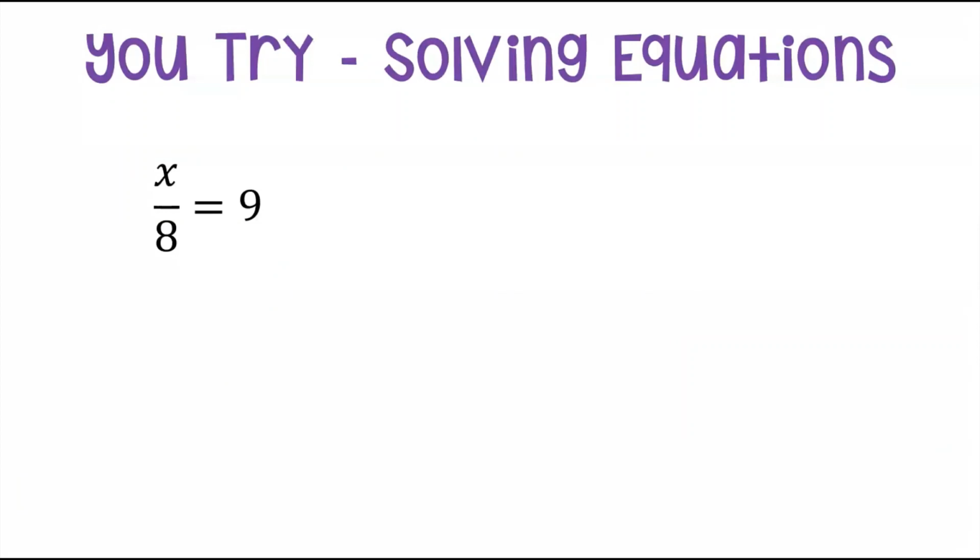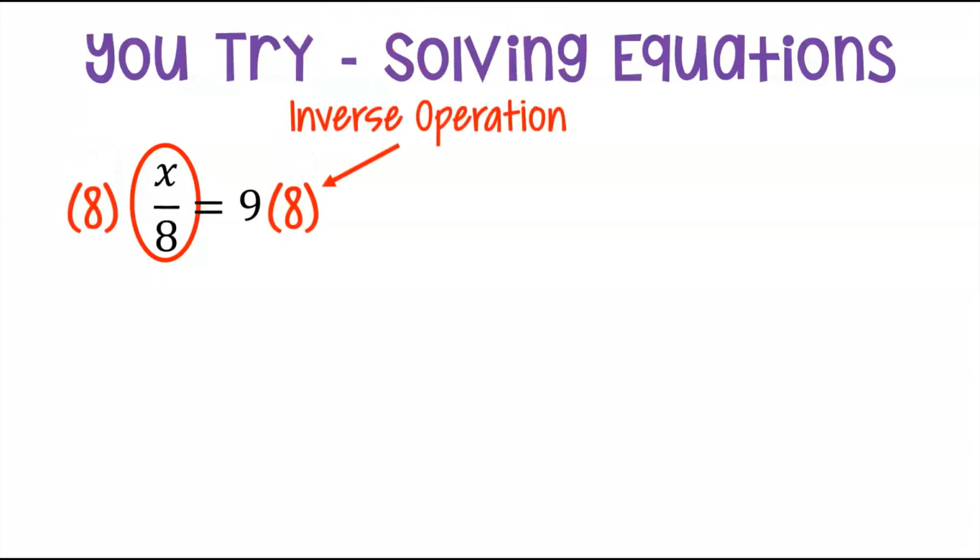X divided by 8 equals 9. We know it's division because, again, the fraction bar represents division. So what's happening to x? It's being divided by 8. To undo the division, we're going to multiply by 8. And whatever I do to one side of an equation, I have to do to the other. So our final answer, that's our inverse operation step. So our final answer will be x equals 72.